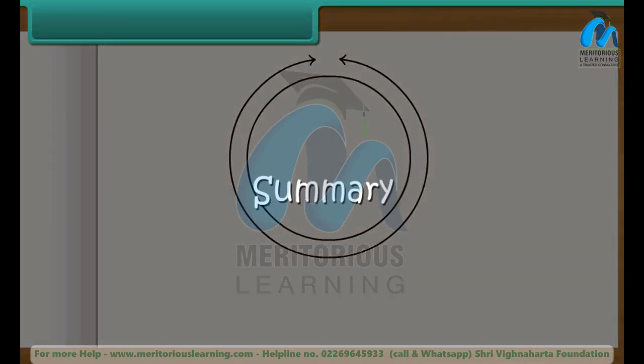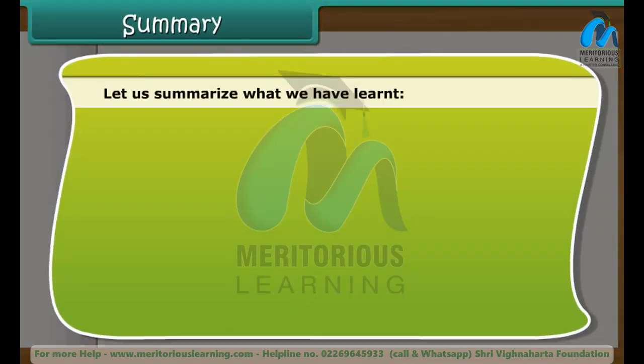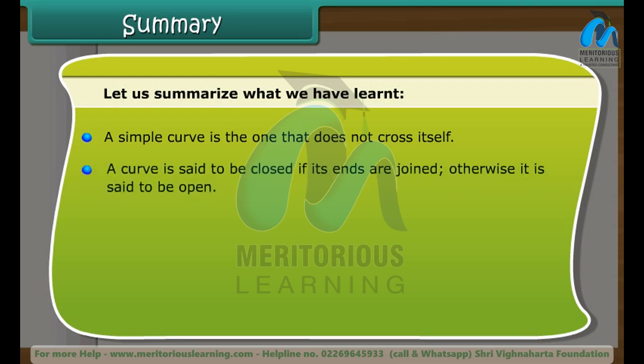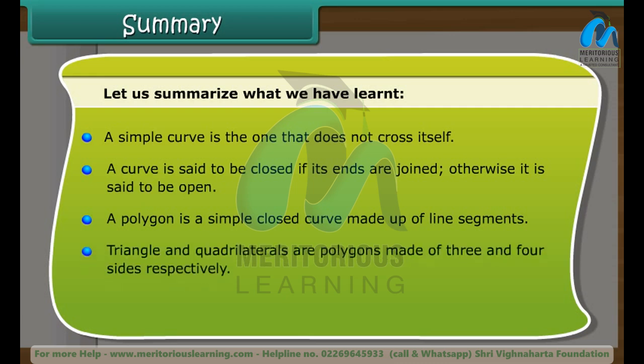Summary. Let us summarize what we have learned. A simple curve is one that does not cross itself. A curve is said to be closed if its ends are joined. Otherwise, it is said to be open. A polygon is a simple closed curve made up of line segments. Triangles and quadrilaterals are polygons made of 3 and 4 sides respectively.